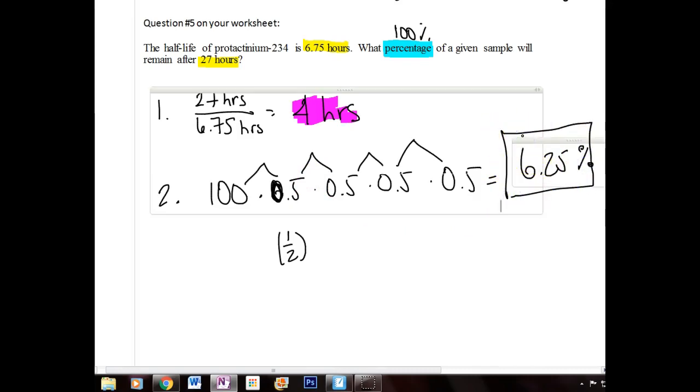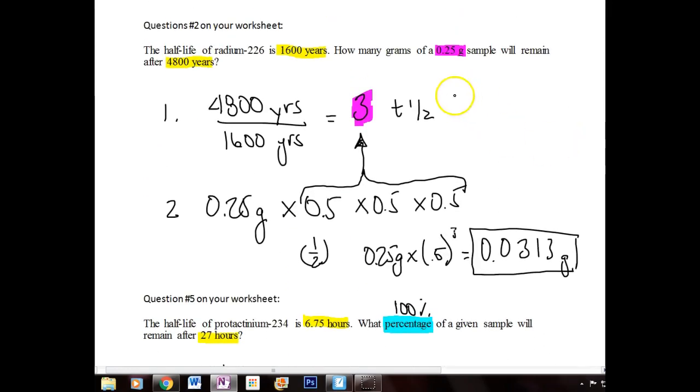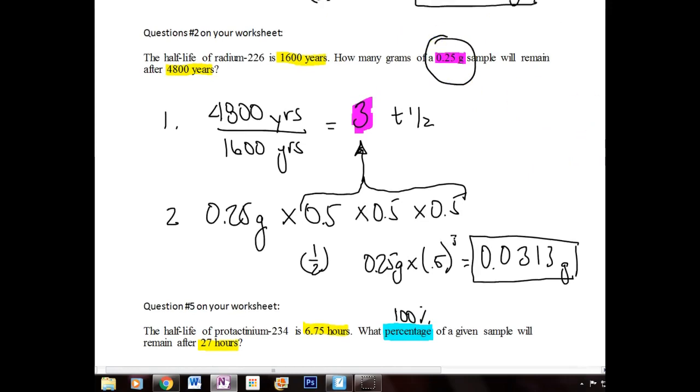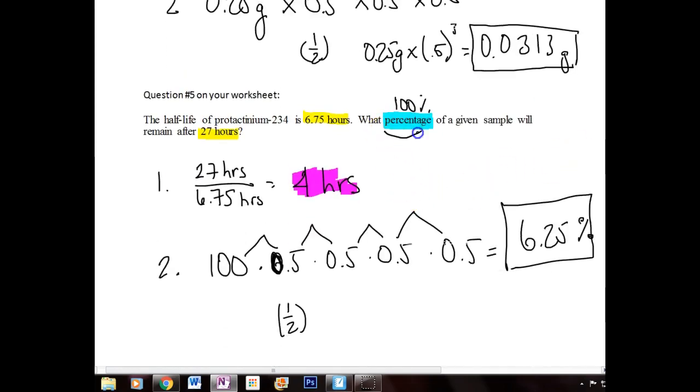And so hopefully you can see the difference between a mass problem up here, where we're given grams, and a percent problem down here, where we're just given a percentage and we're going to start with 100%, because that's all of it. Okay, and so that is a half-life problem, 2 different ways, and there'll be some practice problems for you to do.